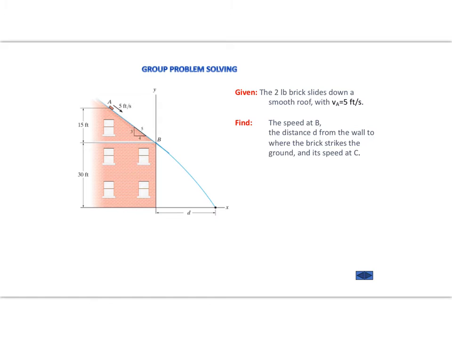Our next problem was more a strict conservation of energy with a little bit of projectile motion. So the 2-pound brick is going to slide down the roof. It has a velocity at point A of 5 feet per second, and we want to know the speed at B. Because it's a smooth roof, we can assume there's no friction, and so we can use conservation of energy.